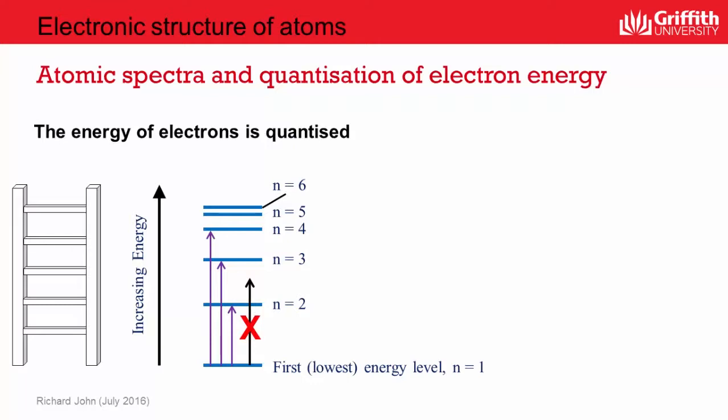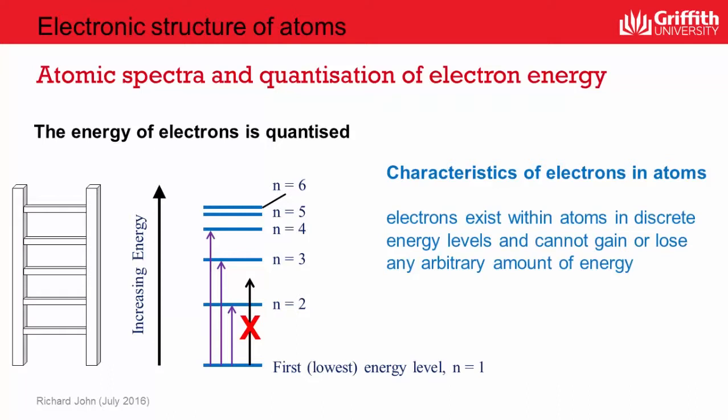To move from one energy level to another, an electron must gain or lose just the right amount of energy. Unlike the rungs of a ladder, however, the energy levels of an atom are not equally spaced. In fact, the energy levels get closer together the greater the distance from the nucleus. So let's have a look at some characteristics of electrons in atoms.